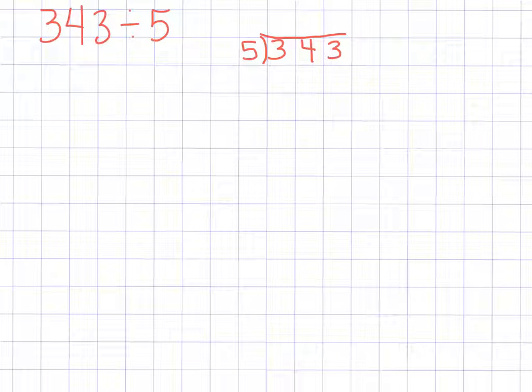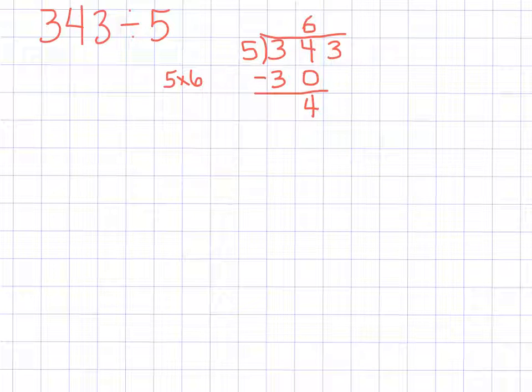So 5 goes into 34 6 times, so I'm going to record a 6 up there, and I'm thinking 5 times 6 is how many I can take out. That's a total of 30 that I can remove. So I'm going to take those away and record the 4 that remains, the difference between those two. So I was able to go in there 30 times, and now I have 4 left over.